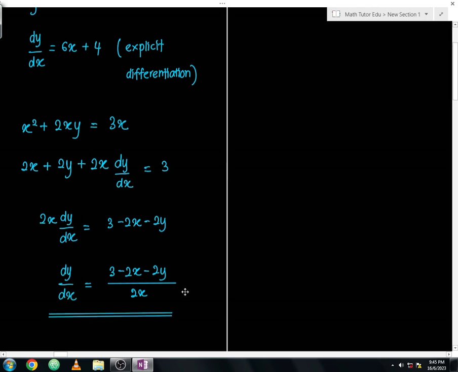Of course, you are able to factor out this x term. How are you going to do that? It's very simple: 2xy equals 3x minus x squared, and to get y, you divide 3x minus x squared by 2x. Yes, that is possible, but it takes longer steps, and this would lead us to explicit differentiation. So using this method, we can conclude that this can be solved using the implicit differentiation method.